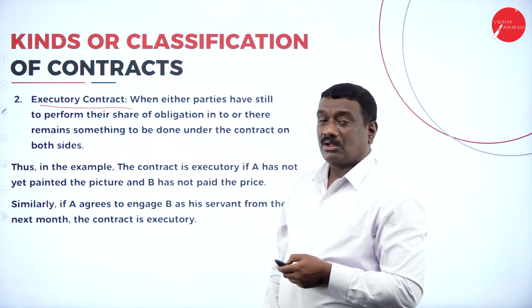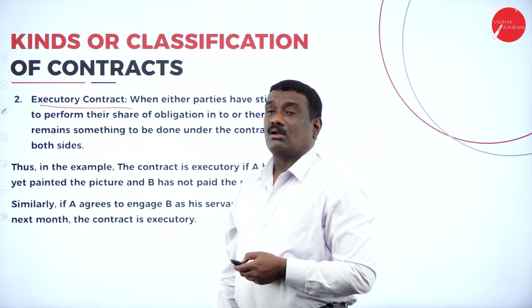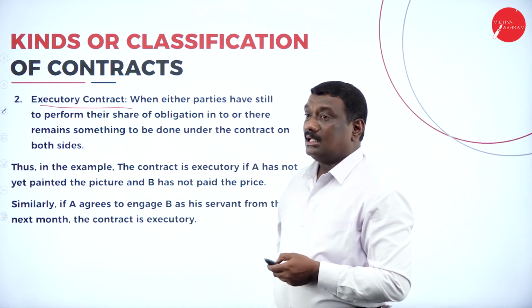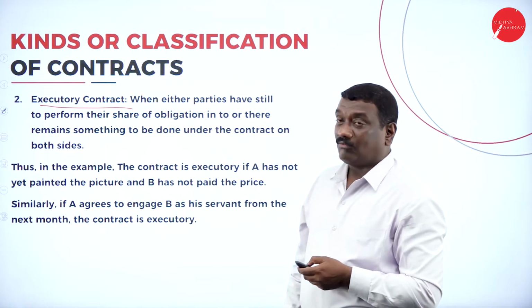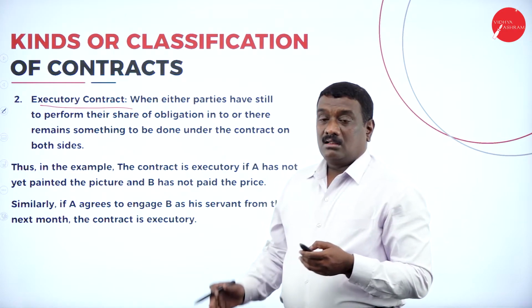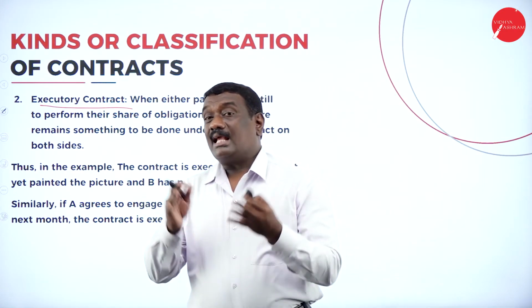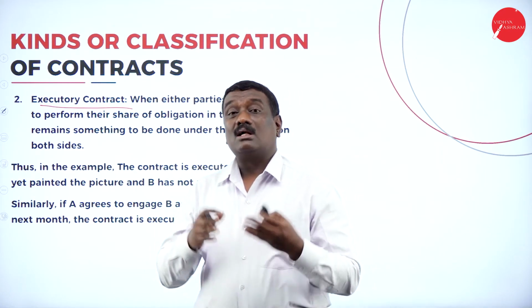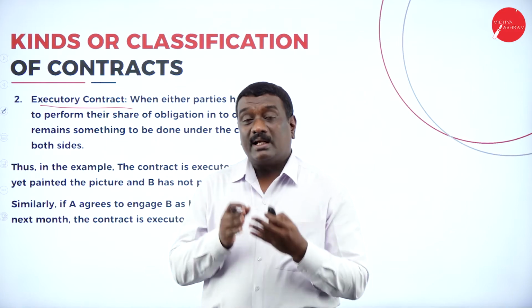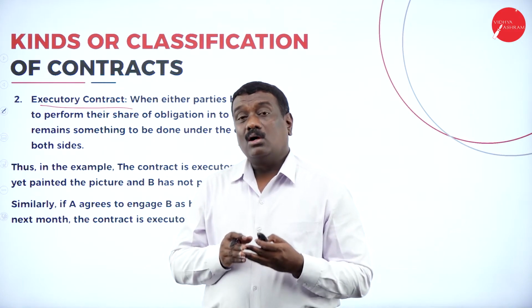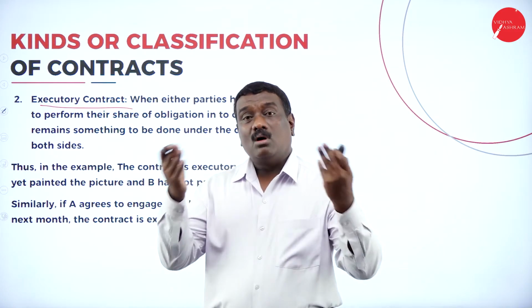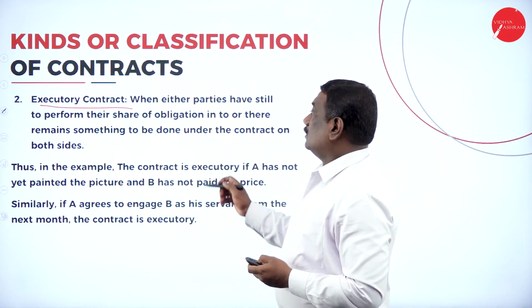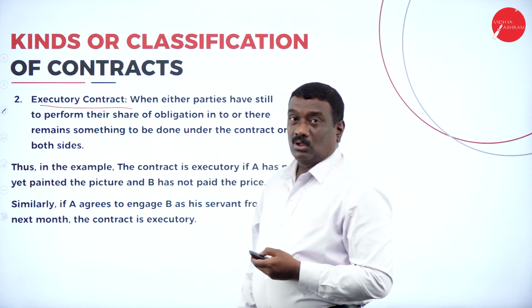Now coming to the executory contract. What do you mean by executory contract? Executory contract is where either party has still to perform their share. Here it has not been executed. The obligation is not over. It is not completed. It is still pending. It is still due, where both the parties have to perform their obligations on their part, which has not been done by both the parties.